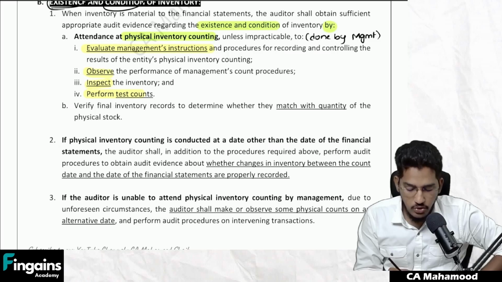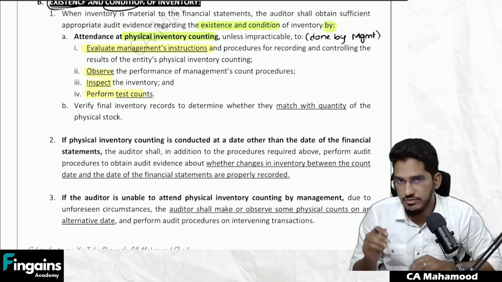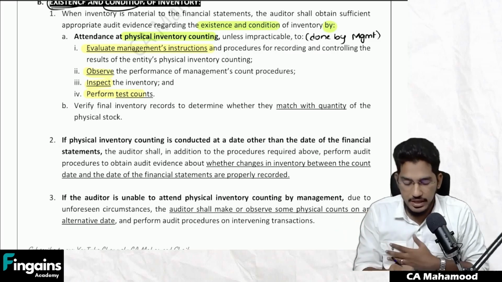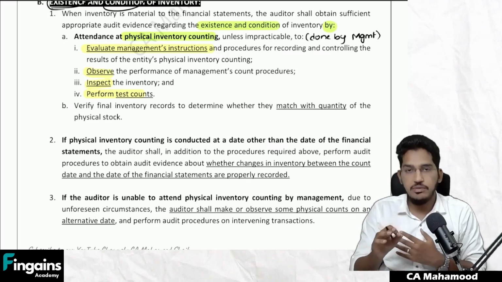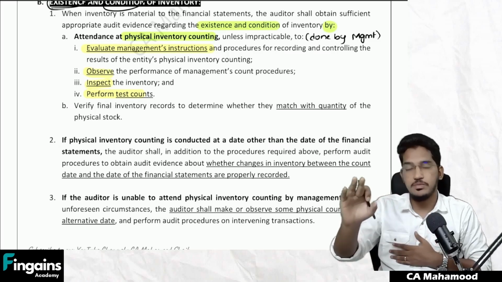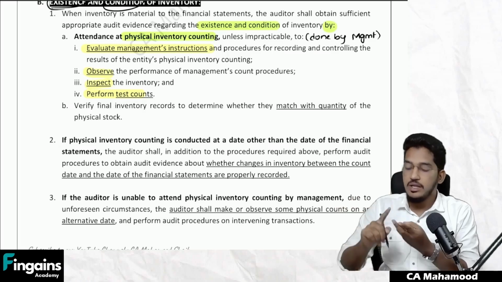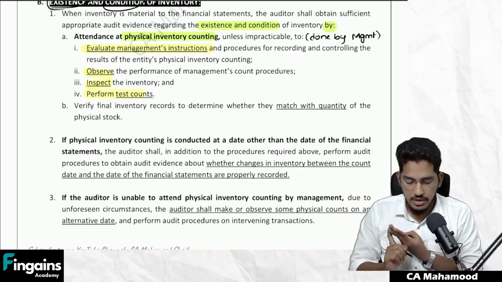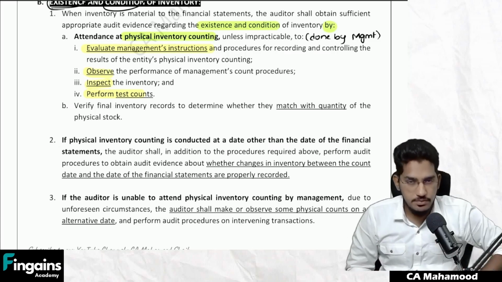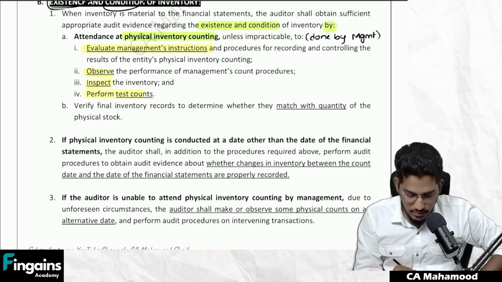So the first step is the auditor should attend whenever management is doing physical inventory counting. By attending there, what should he do? He should evaluate. First we should analyze what instructions management has given to the staff. Then you have to sit and observe how they are doing the counting. Then if you are feeling bored, inspect the inventory, and also you can perform test counts. Clear?